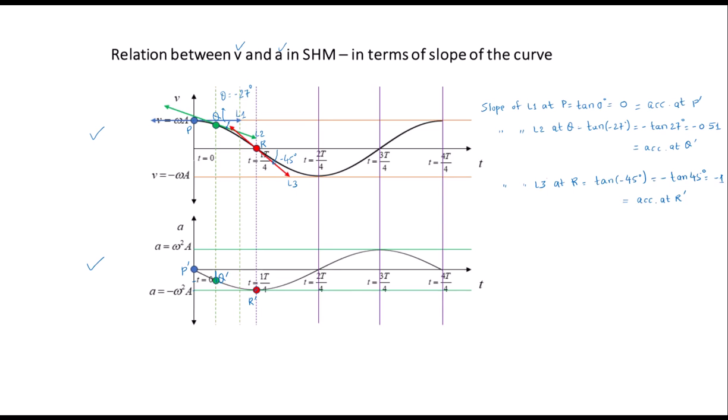If I have to summarize, I can write the generic statement: acceleration is equal to the slope of the tangent on the VT graph at the same time t. So the acceleration at any point t on the AT graph will match the value of the slope of the tangent on the VT graph at the same time t. That's a very important observation.